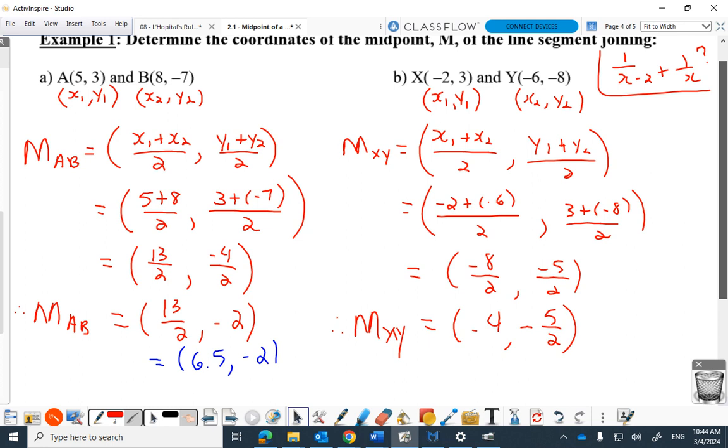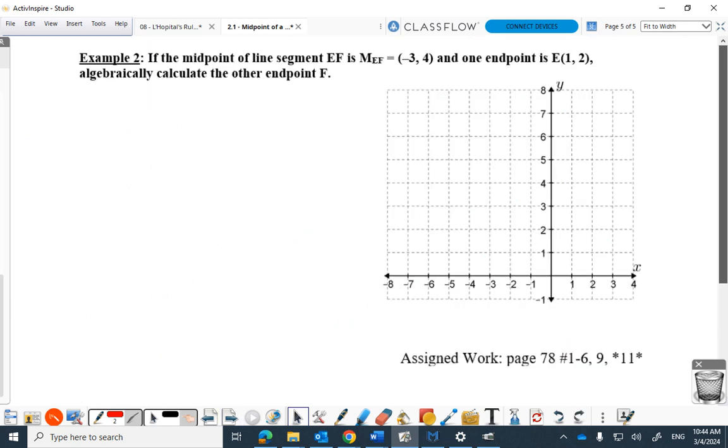Questions there? Okay, last example. If the midpoint of a line segment EF is negative 3, 4. You had to know this was coming. Every math lesson is like this. Let's find it left to right. I'll give you the stuff over here, you find the stuff over there. And then it's like reverse. I'll give you the answer, you've got to find where it came from.